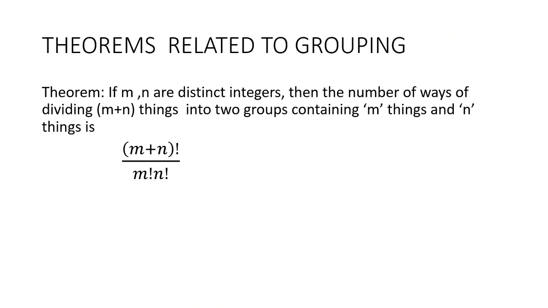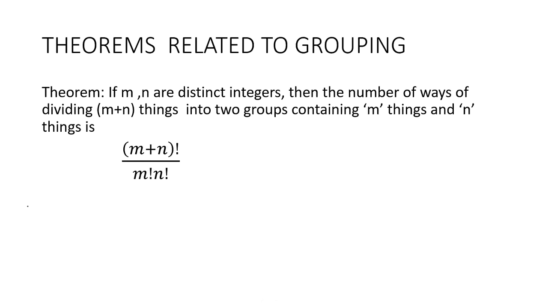Next, this is our main theorem in the lecture. If m, n are positive integers, then the number of ways of dividing m plus n distinct objects into two groups containing m things and n things is going to be m plus n factorial upon m factorial times n factorial. Let me explain the statement for you. m and n are positive integers and there are m plus n distinct objects. Objects are things. And the number of ways of dividing these m plus n things into two groups containing m elements and n elements is going to be m plus n factorial upon m factorial times n factorial.